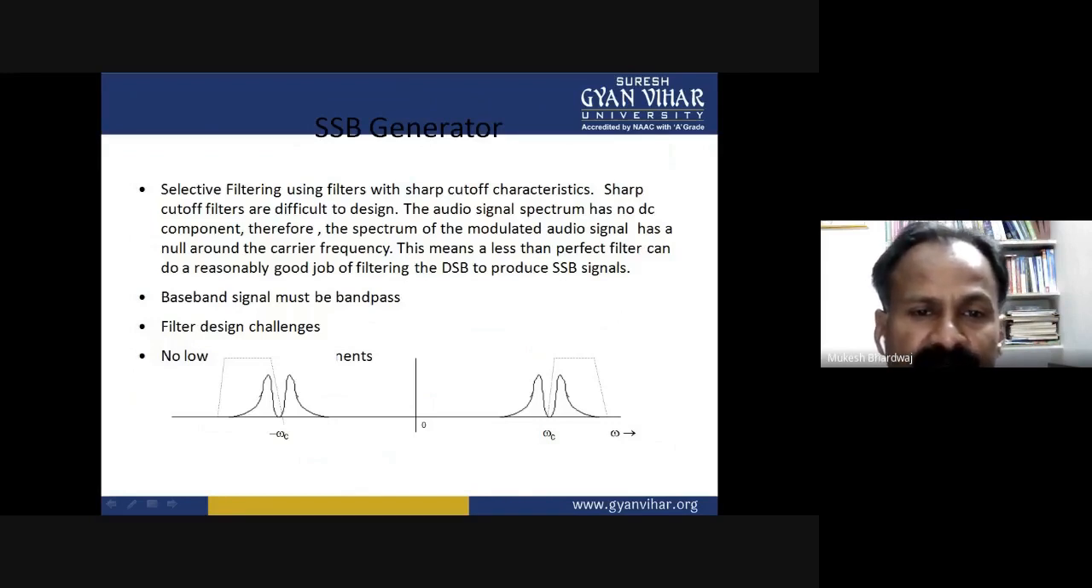The audio signal spectrum has no DC component. Therefore, the spectrum of modulated audio signals has a null around the carrier frequency. This means a less than perfect filter can do a reasonably good job of filtering the DSB to produce the single sideband signal. The baseband signal must be bandpass. Filter design challenges.